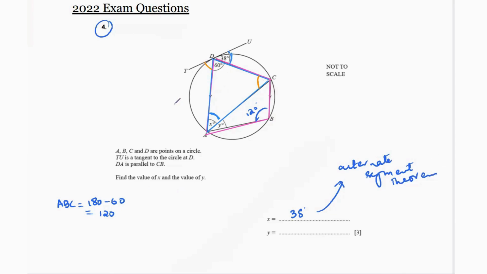Then for y, we know DA is parallel to CB, which means this angle is going to be the same as this angle because they're alternate angles. So this is also 38. To find y, we can see that ABC is a triangle. So we do 180 minus 120 minus 38, which gives us a value of 22 degrees. That is your final answer.